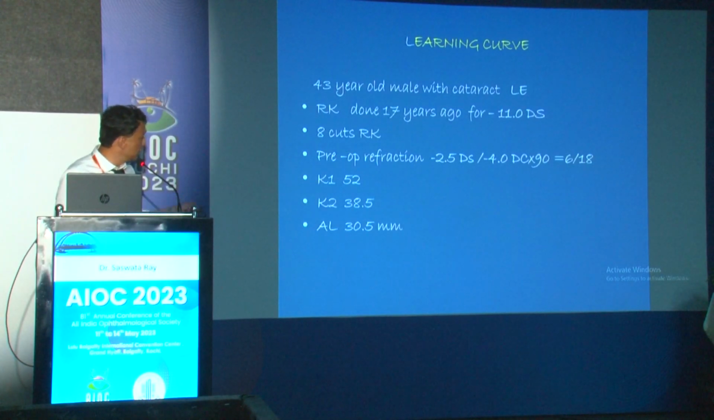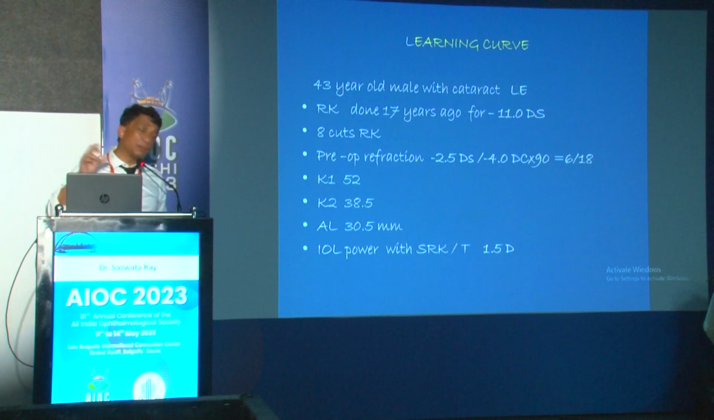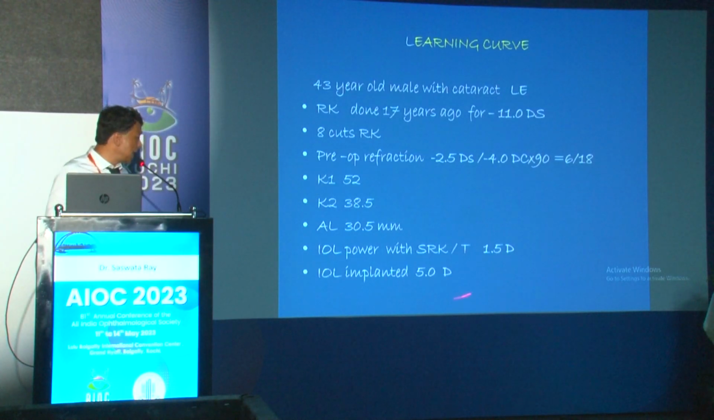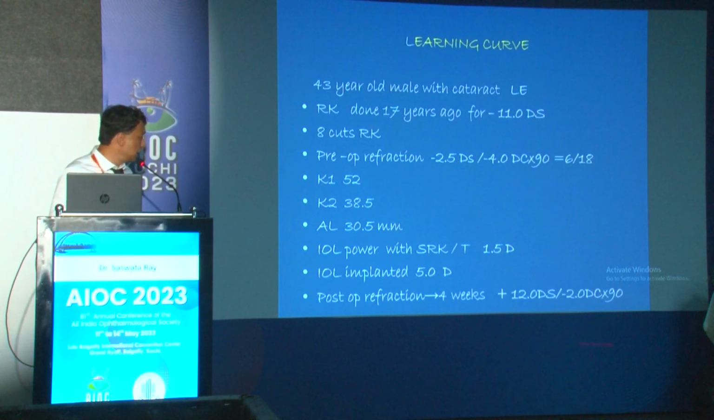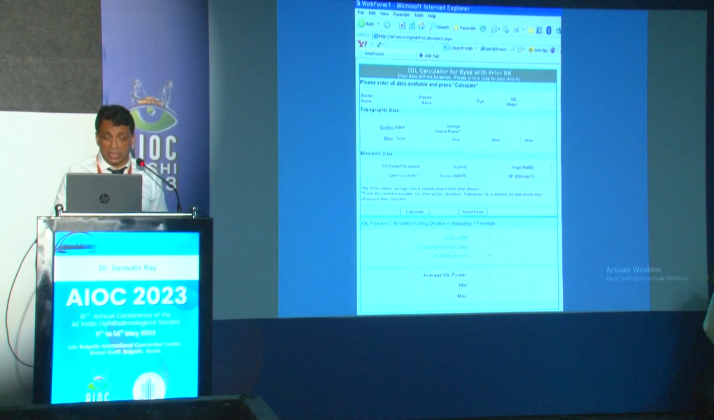Remember, he's -11. IOL power with SRK/T was 1.5. The surgeon wanted to be on the conservative side, so he implanted 3 times. He implanted 5 diopters, and yet the refraction comes out to be +12 with the minus. That's incredible, and you know what is going to happen next. So, my friends, again, I must insist that we go back to the IOL calculator and fill up the details.